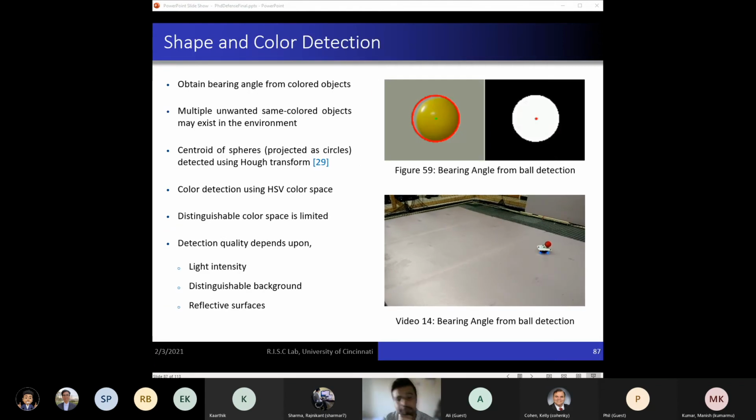So the first and the simplest data association that we did to validate the bearing measurement is shape and color detection. Spheres are projected as circles onto a 2D plane from all directions. So we use spherical objects with different colors. We obtain the centroid using hue transformation. Using the hue, saturation, and value color space, we associated the colors with the shapes. However, since we can easily figure out that we'll run out of distinguishable color groups pretty quickly, and because it is sensitive to light, the distinguishable backgrounds and reflective surfaces, we resorted to different and better data association techniques.